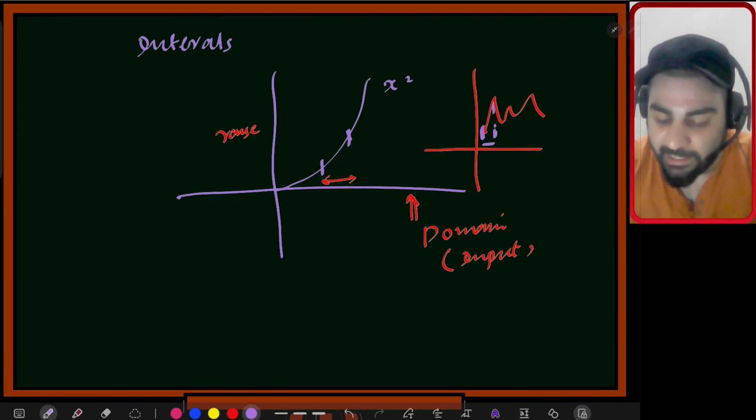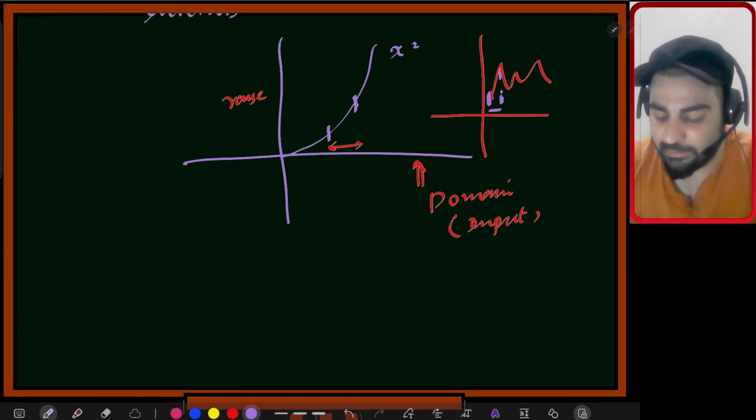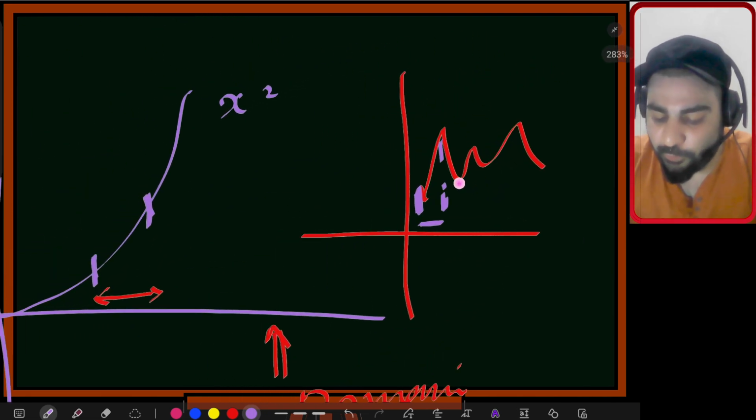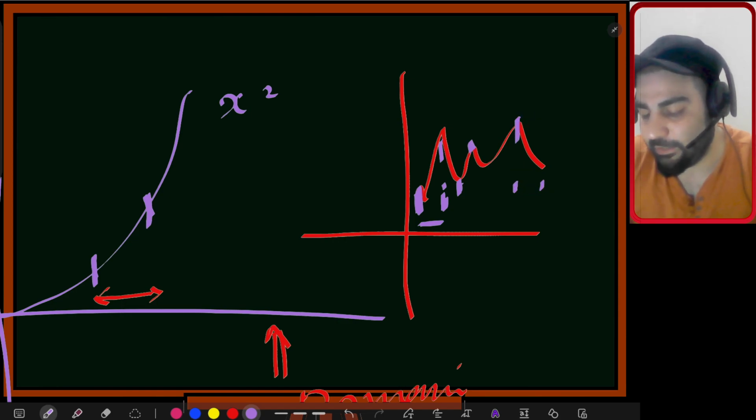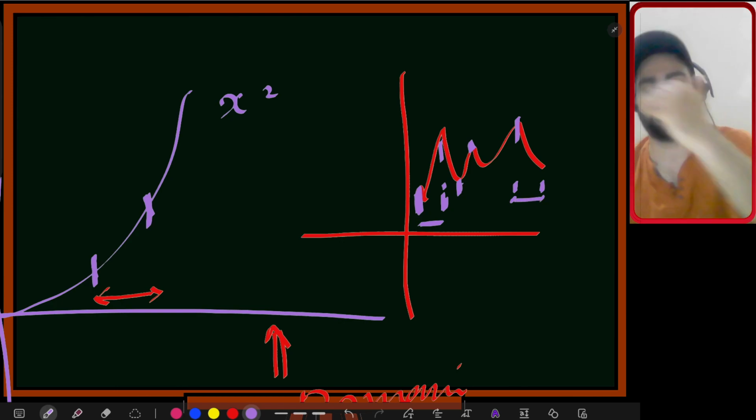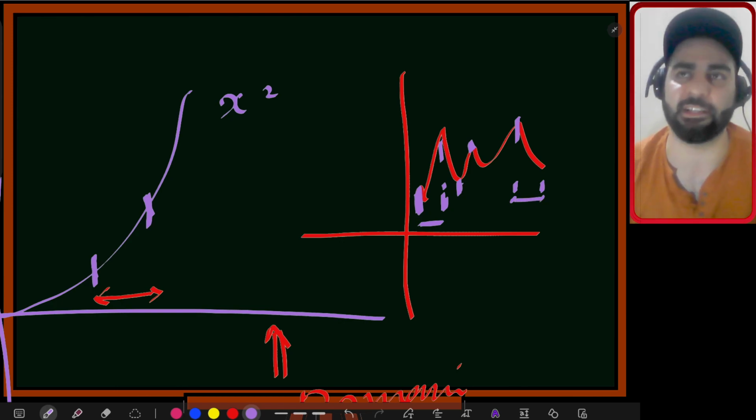If I zoom this function in, from here to here, this function is again increasing. But if you see from here to here, this function is decreasing. That's why we define intervals, because we want to get a hang of this.